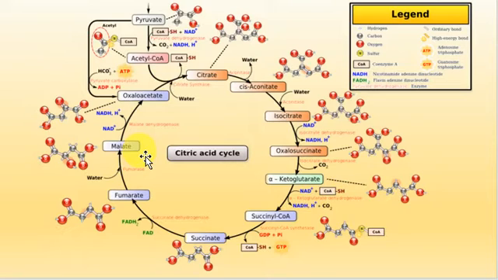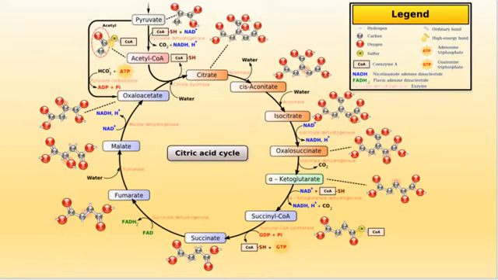What happens here is the Krebs cycle starts from the condensation of an oxaloacetate and the acetyl group of acetyl coenzyme A. The oxaloacetate reacts with acetyl coenzyme A and H2O to yield citrate and coenzyme A.